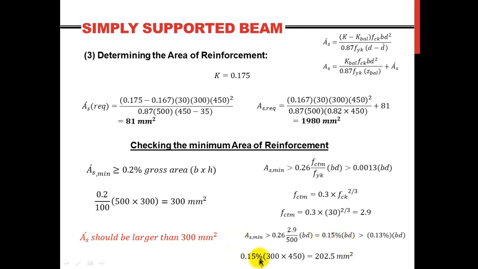Right, so 0.15% B times D. Now this time we are not taking the gross area. This is just B times D. And it comes out to be 202.5 millimeters square. And this is way less than what we are required to provide.